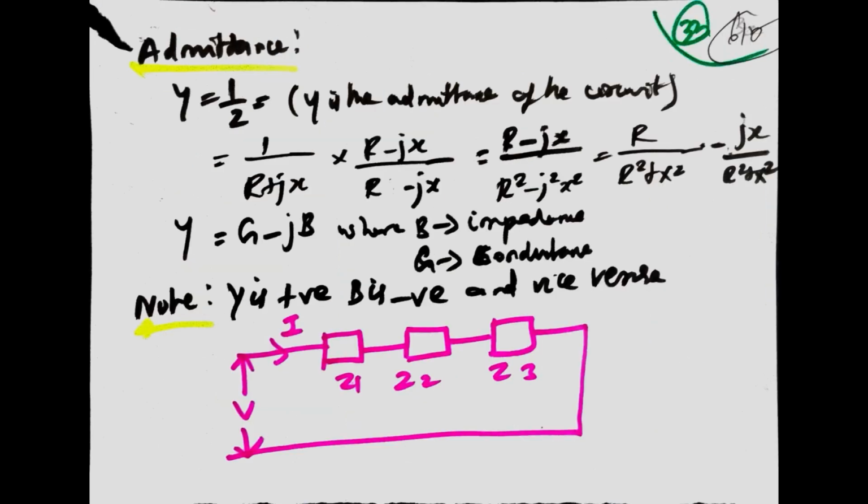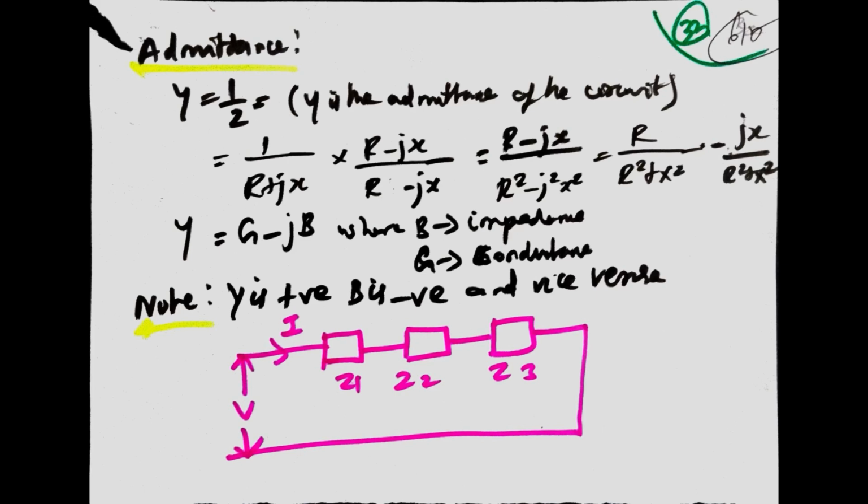Y is 1 by Z. Y is the admittance of the circuit. That is 1 divided by R plus jX. Multiply both denominator and numerator by R minus jX. We obtain Y is G minus jB, where B is susceptance and G is conductance. Y is positive, B is negative, and vice versa.